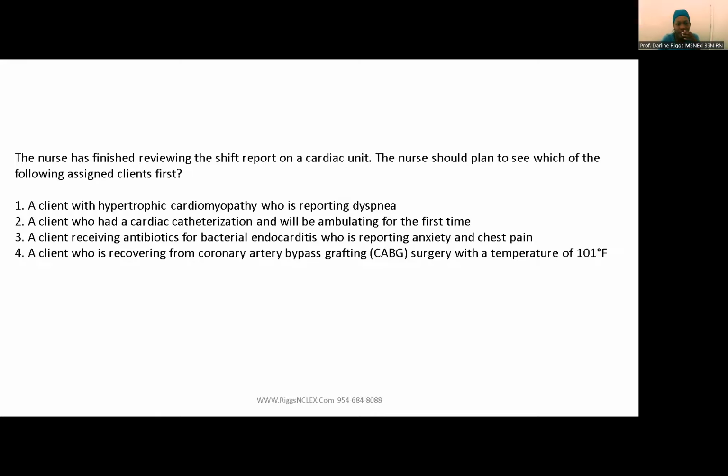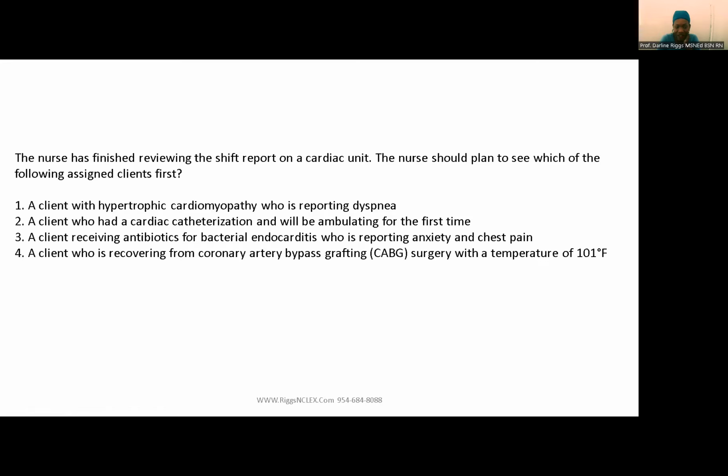So usually I'll have students between one and 3 because of the dyspnea. But here's what's wrong with number 1. Dyspnea is expected with cardiomyopathy. So if it's expected, I'm not concerned. So cardiac cath, ambulating for the first time, this would be a circulatory problem.